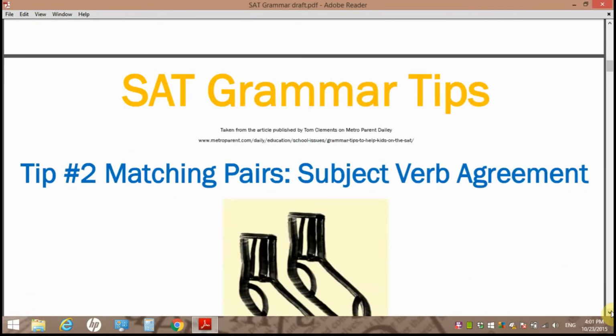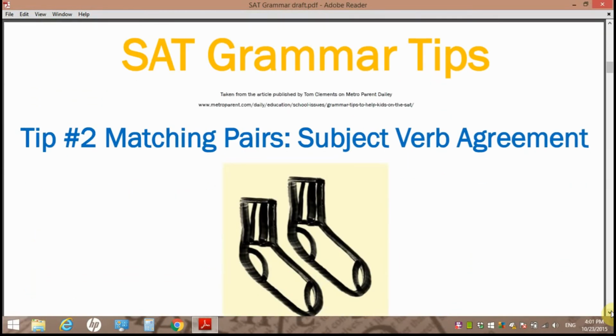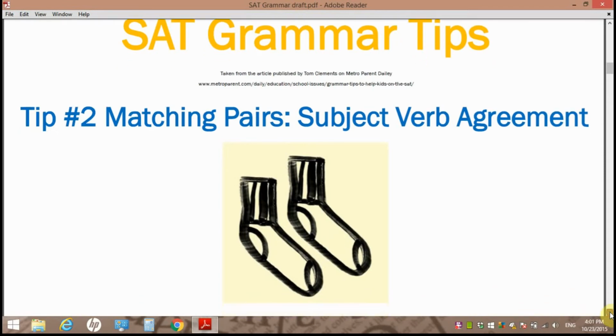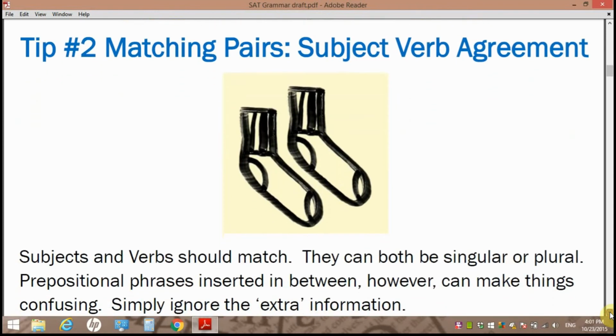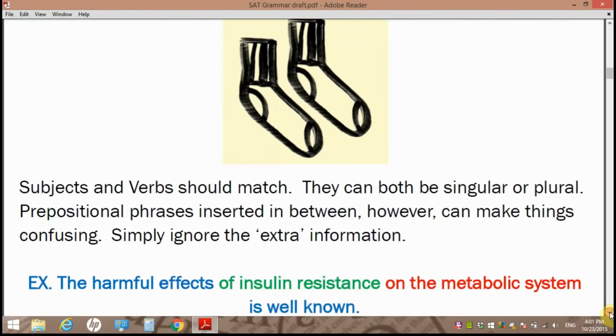Moving ahead to our second tip, Tom points out the subject-verb agreement, matching pairs. Most of you should remember studying subject-verb agreements all throughout your grammar history in school. It usually seems pretty simple, but of course the SAT likes to do things to make it a little more complicated. So what they will do is they will insert prepositional phrases to confuse you.